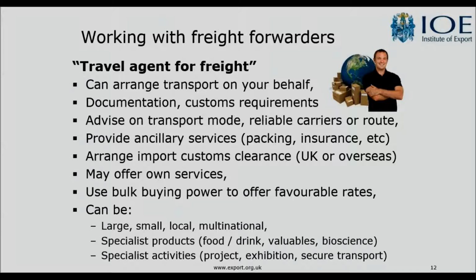And forwarders come in lots of different sizes and shapes. So you can have the small guys around the corner who perhaps specialise in offering a local service, large companies that have a wide spread, and then at the top end of the scale you have multinational companies who may have branch offices in many countries around the world. You can have specialist forwarders in specialist products, so food and drink, bioscience, valuables transport, so specific methods of transport and products that have specific criteria will often attract specialist freight forwarders that have that expertise.